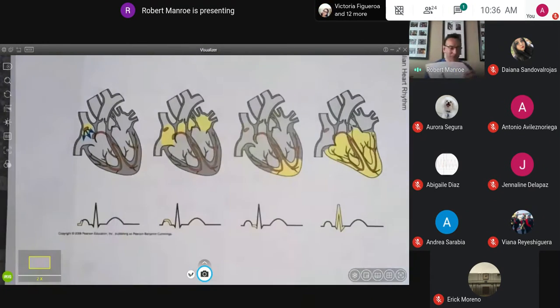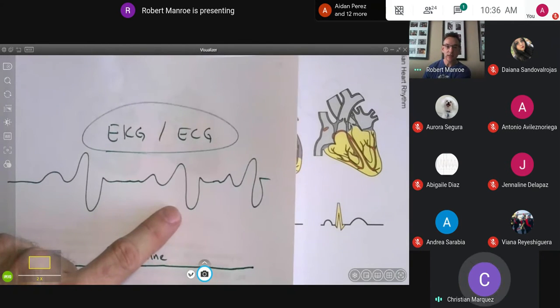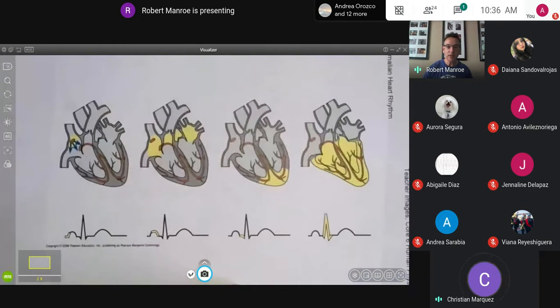So, Ms. Diaz, what you asked? Mr. Manuel, what does the third image show? The third heart? The third part. Are you talking about here? No, on the drawing of the hearts. On the drawing? The third one.